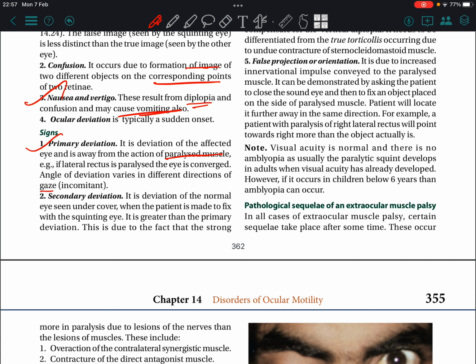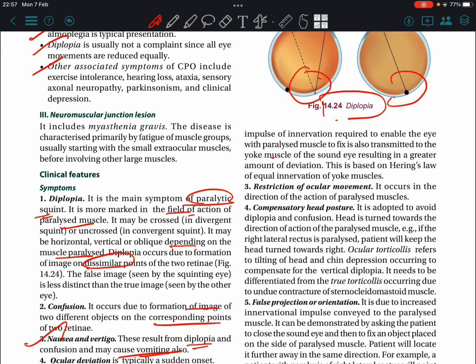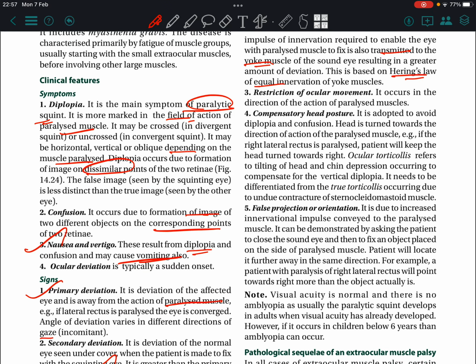Secondary deviation is the deviation of the normal eye seen under cover when the patient is made to fix with the squinting eye. It is greater than primary deviation. This is due to the fact that the strong impulse of innervation required to enable the eye with the paralyzed muscle to fix is also transmitted to the yoke muscle of the sound eye, resulting in a greater amount of deviation. This is based on Hering's law of equal innervation of yoke muscles. Restriction of ocular movement occurs in the direction of action of the paralyzed muscle.